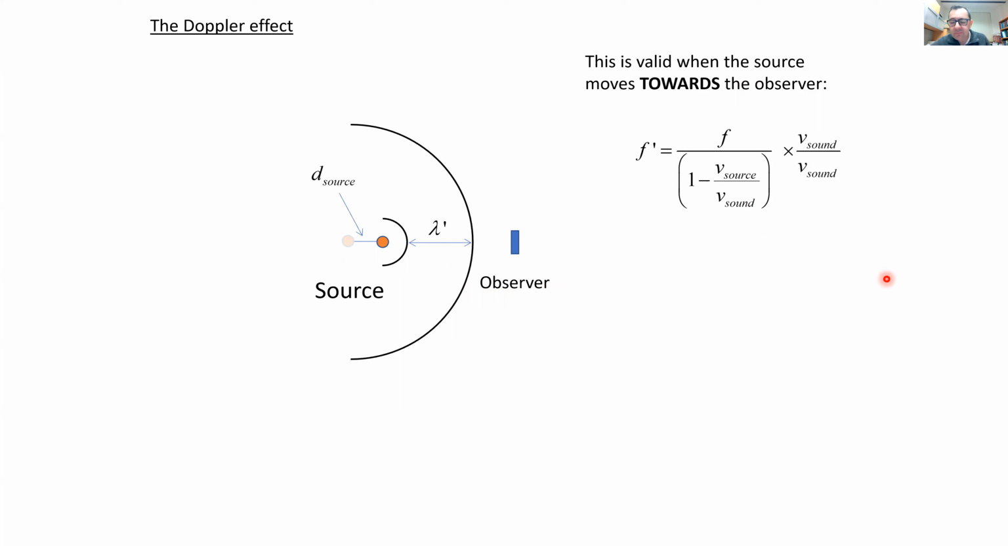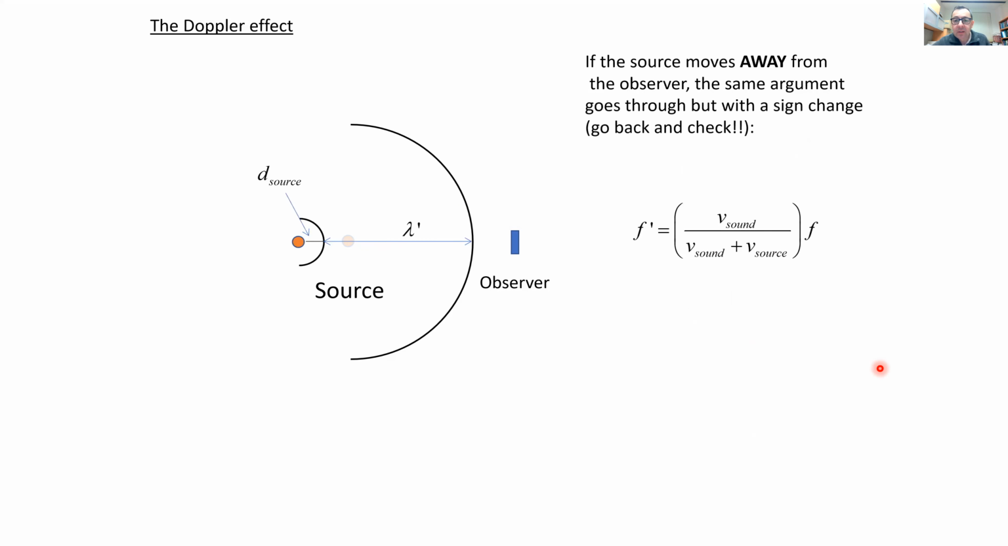Now, to make it look a little nicer, I'm going to multiply it by v sound divided by v sound and then distribute this in the denominator. And I get this. It just kind of looks a little bit nicer, and it's closer to my end result. By the way, notice that this new frequency that's observed by the observer is bigger than the original frequency because I'm subtracting something from v sound in the denominator. So I have to make the denominator smaller, which then makes f prime bigger.